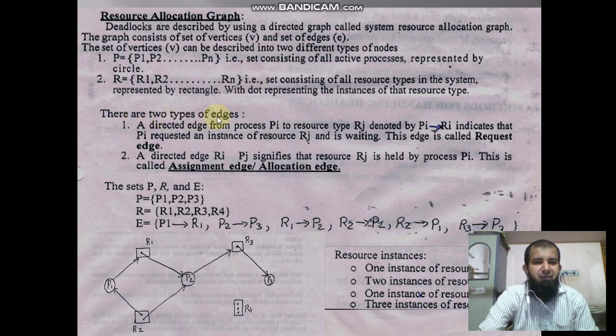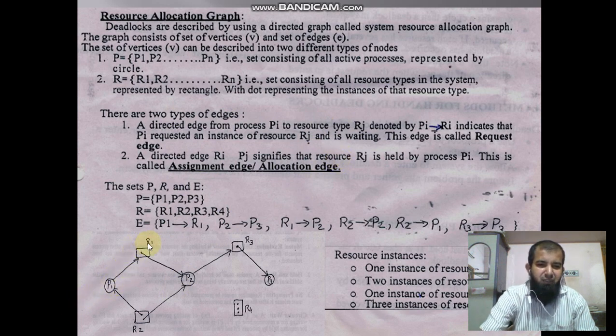There are two types of edges. Here, R1, P1, R2, P2, R3, P3 and R4 are all vertices. Then there are two types of edges. A directed edge from process Pi to resource Rj, from process to resource.